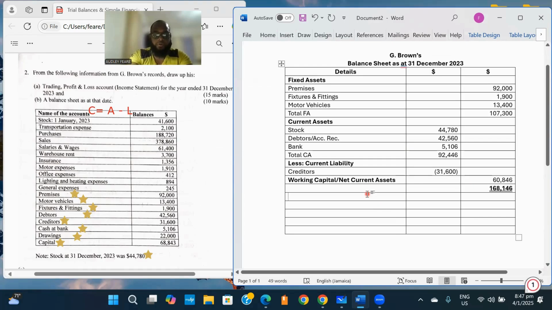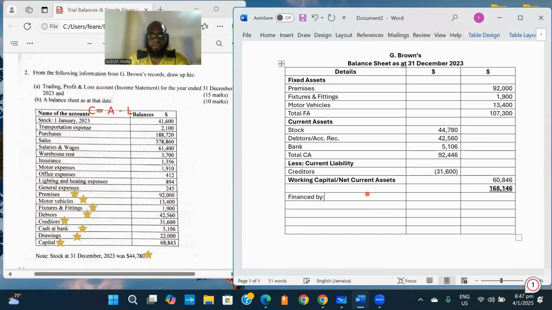So now we're going on to our financed by section. We have no long-term liability. So financed by, and of course, the business is always financed by capital. Okay? And the capital figure, 68,843. All right, I now want to, did we make any profit?